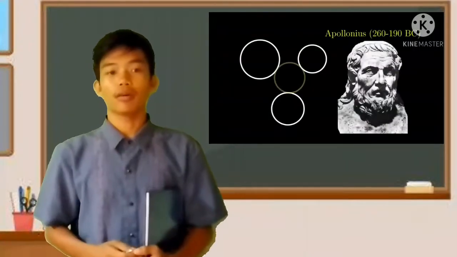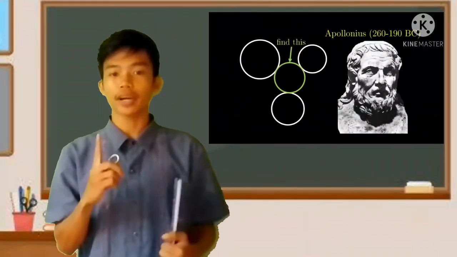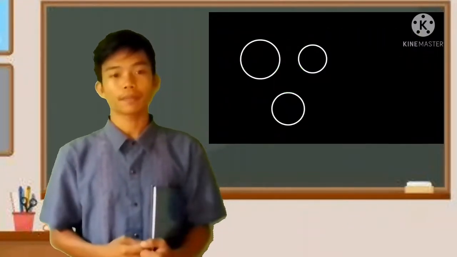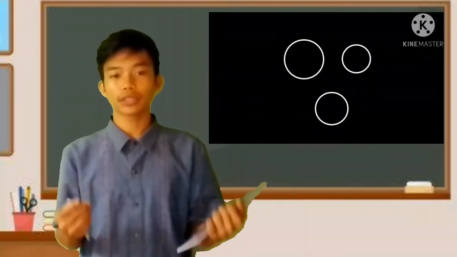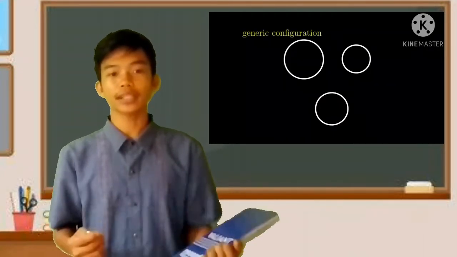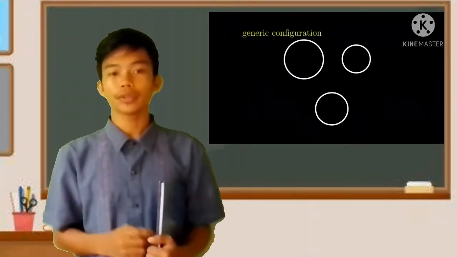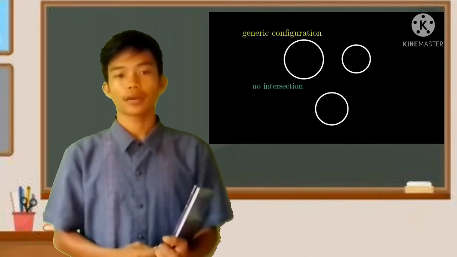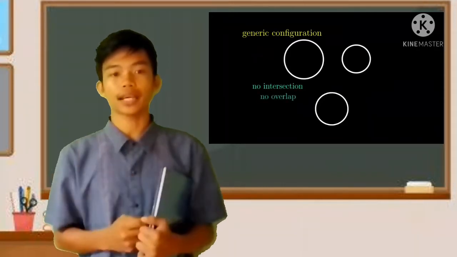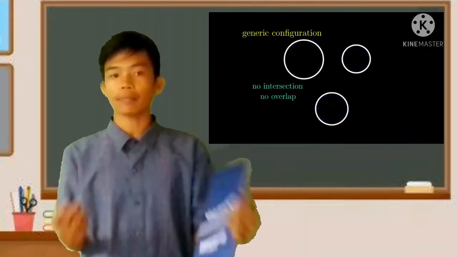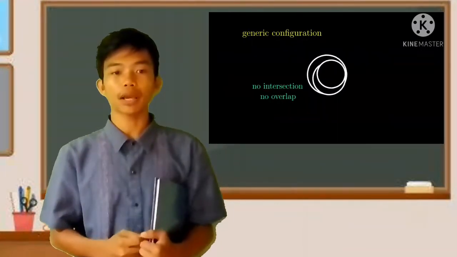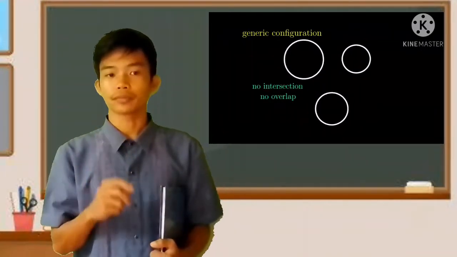This problem of Apollonius looks easy, but you can try it and see that it is not a trivial geometry problem. In fact, we will need a simplification first. We want to only consider the case where the circles are in a so-called generic configuration, which means there is no intersection between any two circles and their interiors don't overlap. The other cases can be harder to tackle, and sometimes there isn't even a solution.